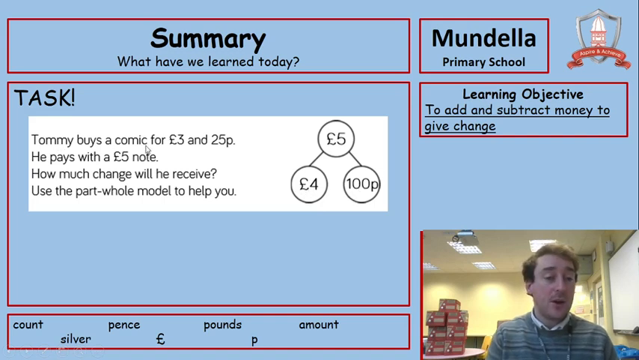Now it says Tommy buys a comic for £3.25. He pays with a £5 note. How much change will he receive? And you can even use the part-whole model to help you. Okay, I'll leave you with that one.